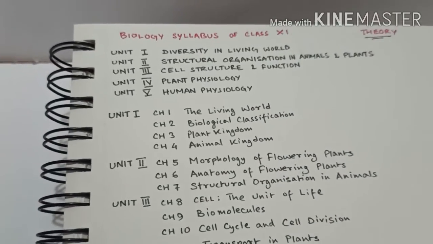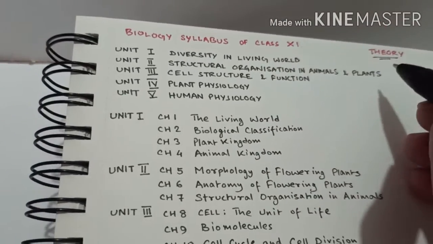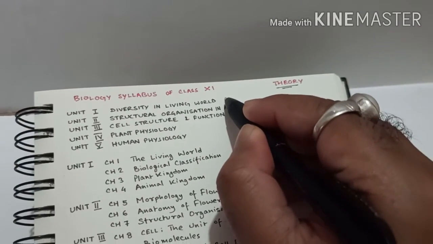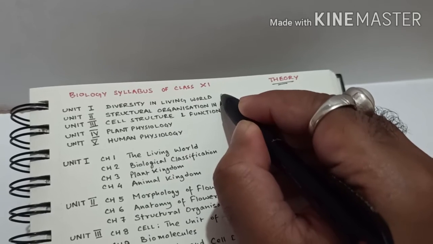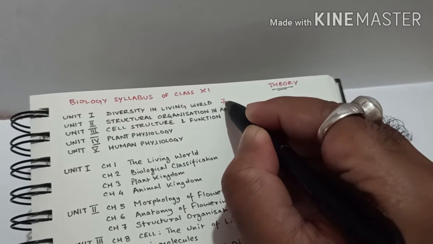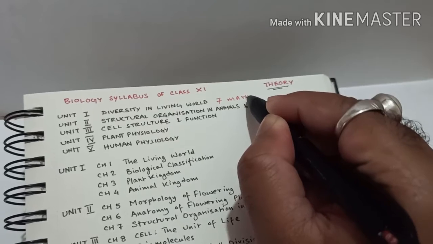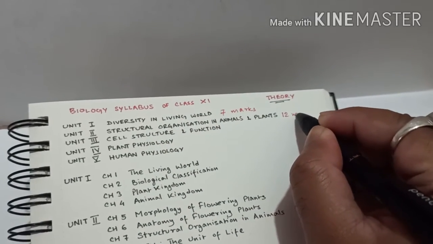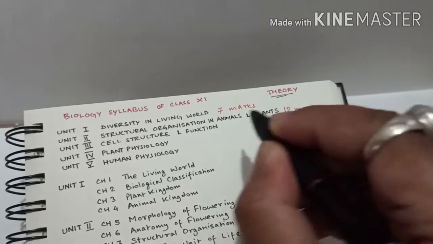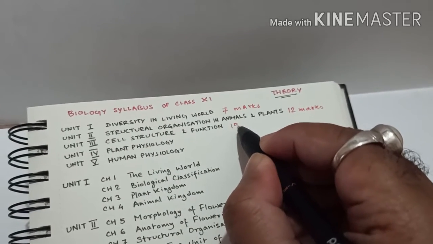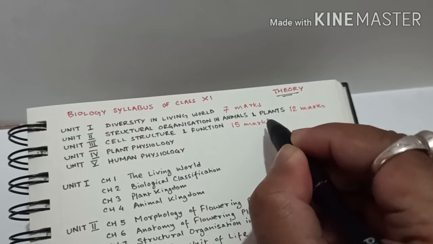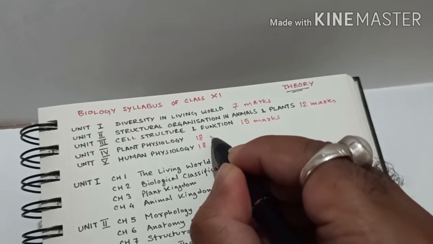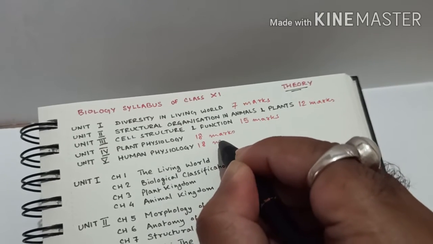The marks breakup for all these units will be as follows. The marks distribution for the unit of diversity in living world is 7. It carries 7 marks. Structural organization in plants carries 12 marks. Cell structure and its function carries 15 marks. And plant physiology and human physiology both carry 18 marks each.